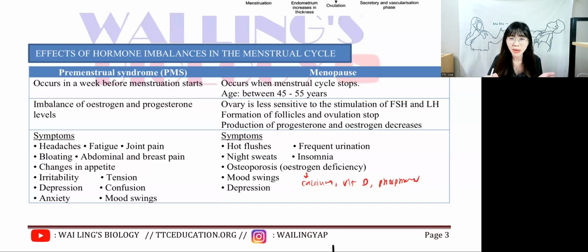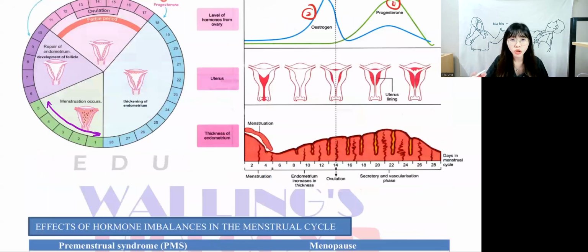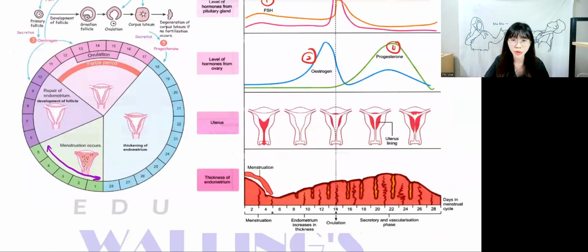Okay, so this is PMS, menopause, and andropause. But in the exam, they don't ask about andropause. They only ask about PMS and menopause. Okay, they ask about symptoms. So this is about the menstrual cycle. You have to know the menstrual cycle. At least you have to know about the hormone functions, and also by looking at this graph.